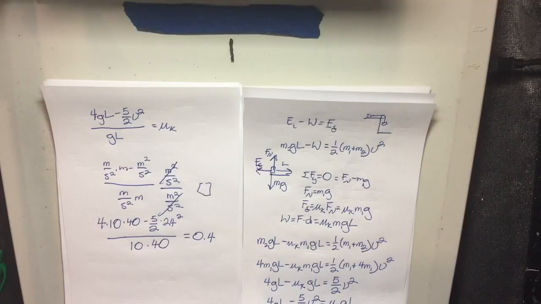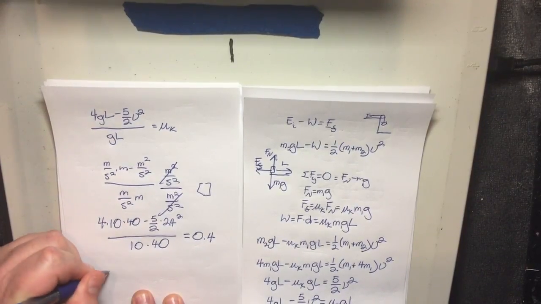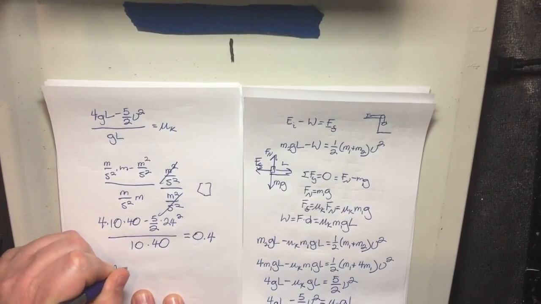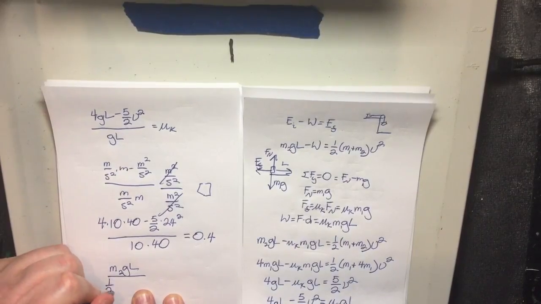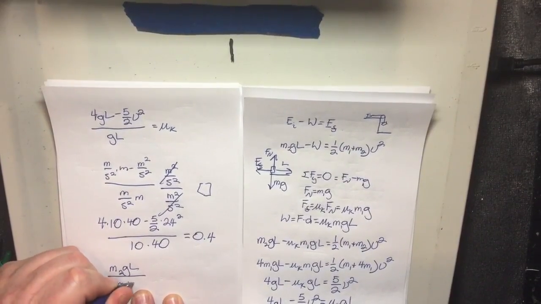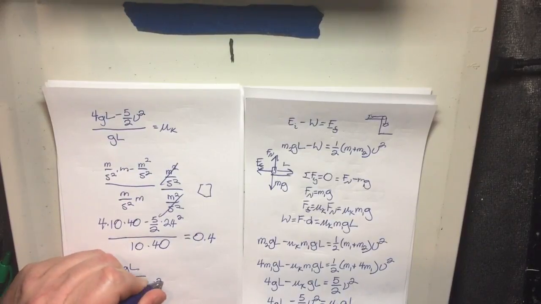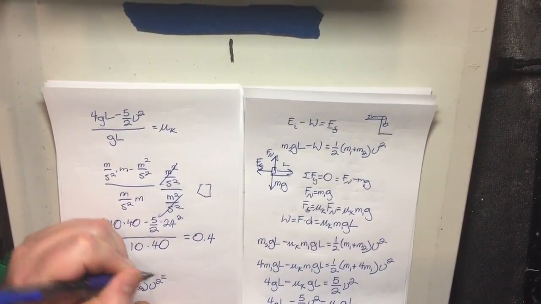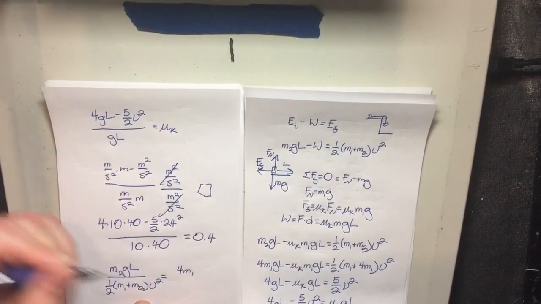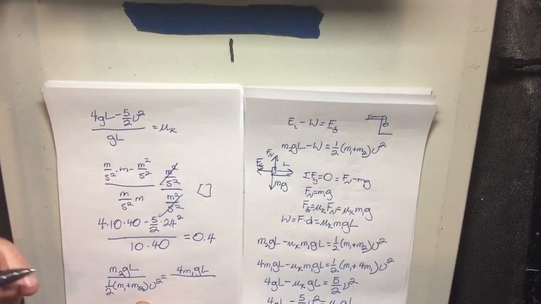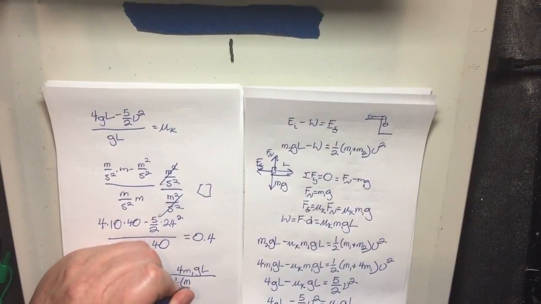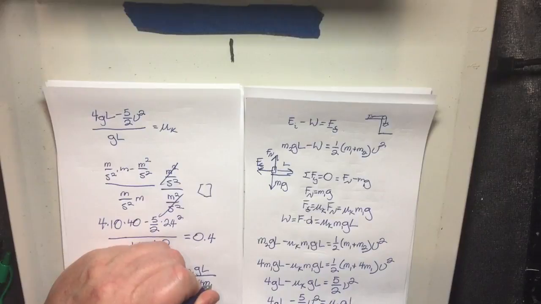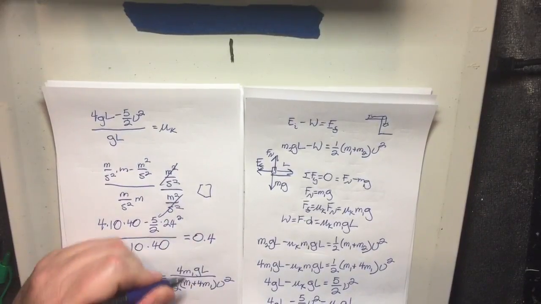So that gives you the ratio. The last thing you need is the fraction. The energy initial is just M2GL. The final is the kinetic energy, 1/2 M1 plus M2 V squared. M2 becomes 4M1. Denominator becomes 1/2 M1 plus 4M1 V squared.